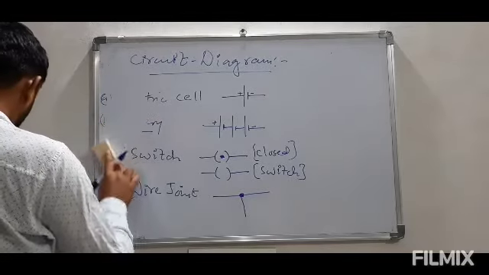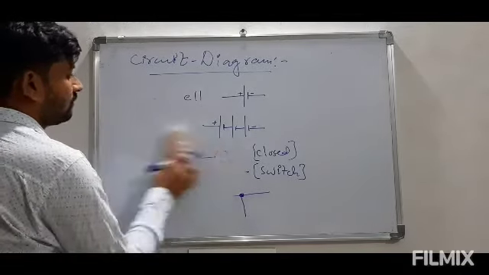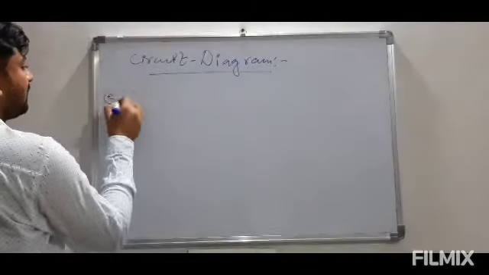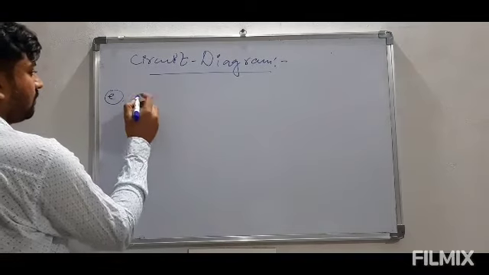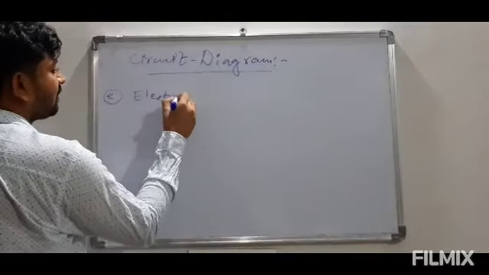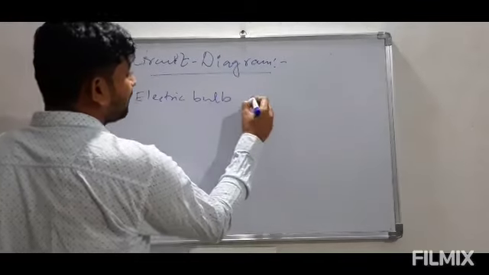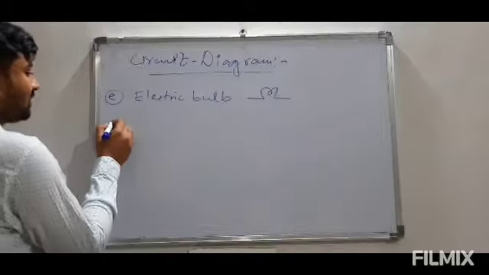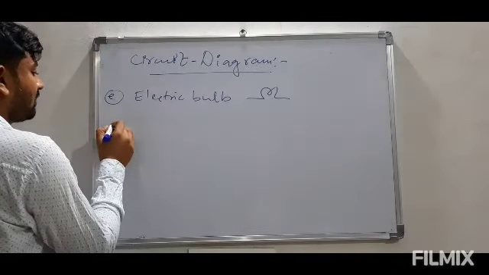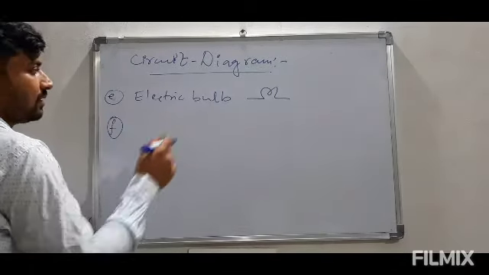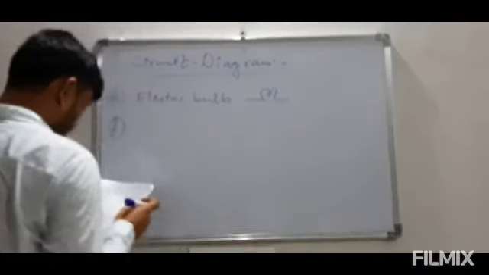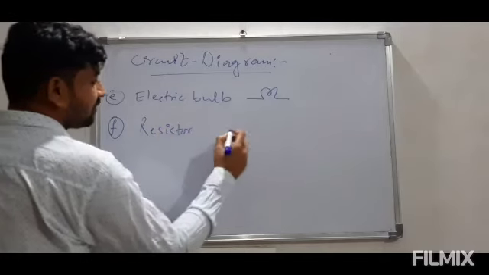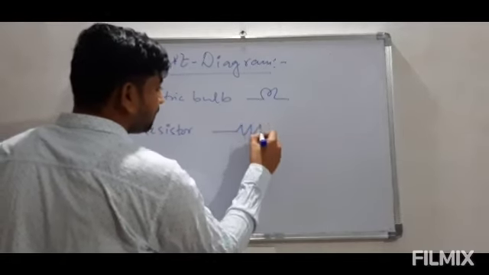Next thing, next is the bulb, the electric bulb. If we talk, the electric bulb is generally represented by this symbol. This is how we represent the electric bulb. After this we have the resistor. This is represented by this kind of zigzag lines.